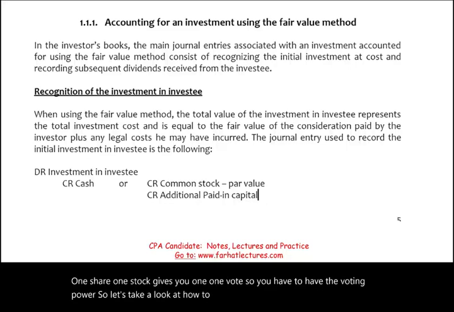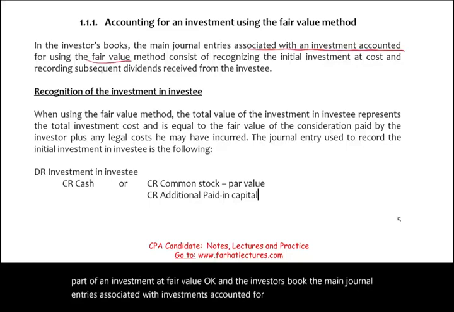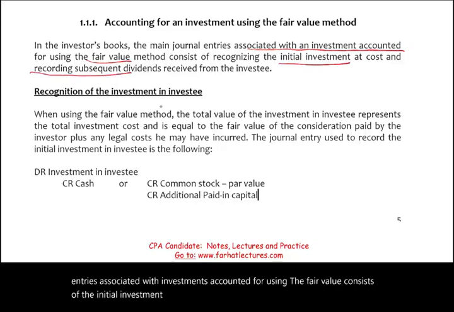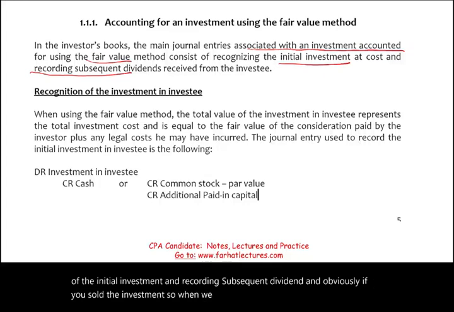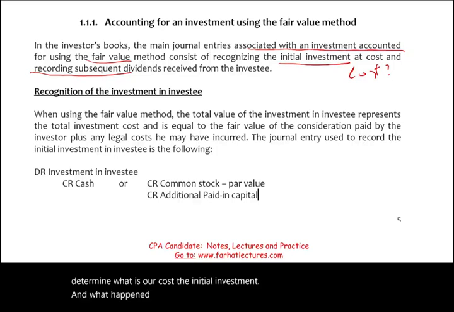Now let's dive into the accounting part of an investment at fair value. Okay. In the investor's books, the main journal entries associated with investments accounted for using the fair value consist of the initial investment, recording subsequent dividends, and obviously if you sold the investment. So when we are using the fair value, first we have to determine our cost, the initial investment, and what happens subsequently after we record the investment. And this is what we need to work on.